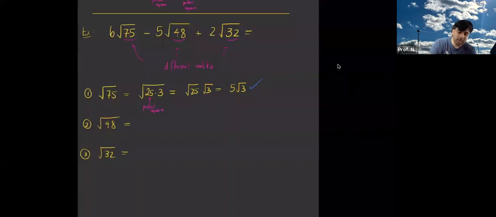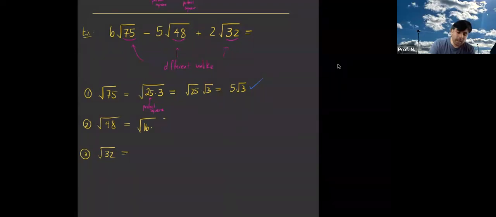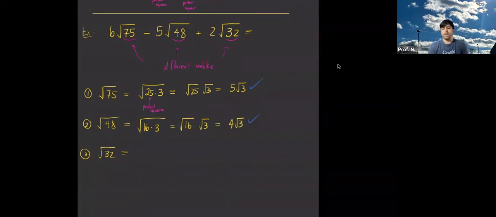Now rad 48. What's the perfect square, the biggest one, that divides 48? So you have to know your perfect squares. 1, 4, 16. 16. That's right. So 16 multiplied by what gives me 48? 3 again. Good. And this becomes the square root of 16 multiplied by rad 3. Square root of 16 is 4 rad 3. And great, I have simplified rad 48 to 4 rad 3.